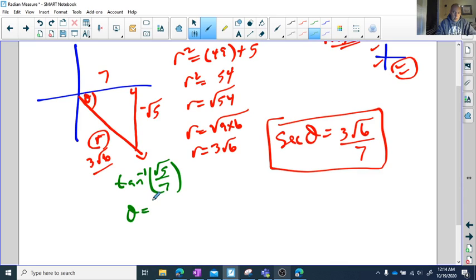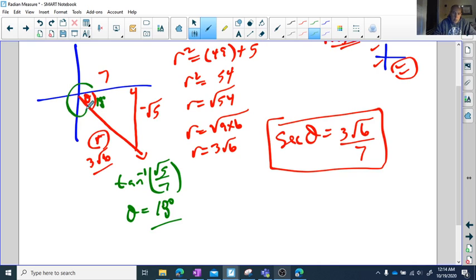I gotta watch brackets here. Square root 5, close that off, and then divide that by 7. And you should get 17.7, so 18 degrees. And again, double check, make sure you know how to do this on your calculator, how to type in the radicals and all that good stuff. I should get 18. So this little angle here is 18.